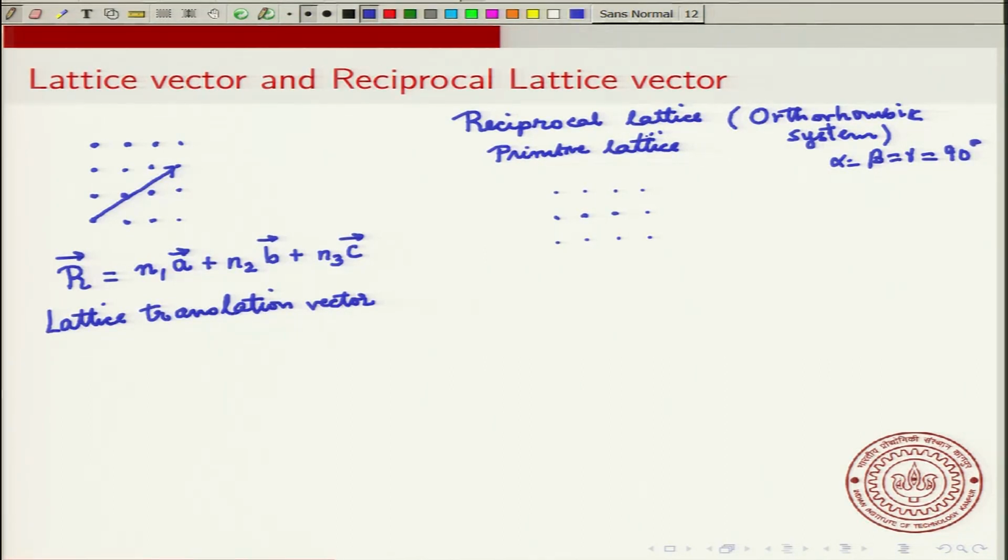For now I will consider a primitive lattice. So initially I will start with the orthorhombic system and a primitive lattice. And now you imagine a lattice which is given by translation vectors.